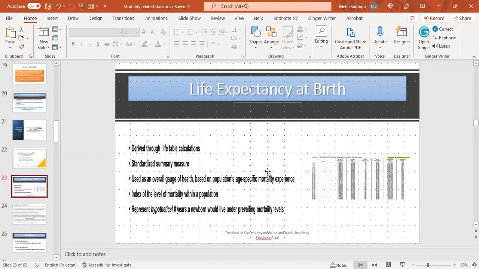Life expectancy at birth. It is derived through life table calculations. It is a standardized summary measure used as an overall gauge of health based on population's age-specific mortality experience. It is the index of level of mortality within a population, and it represents the hypothetical number of years a newborn would live under prevailing mortality levels.